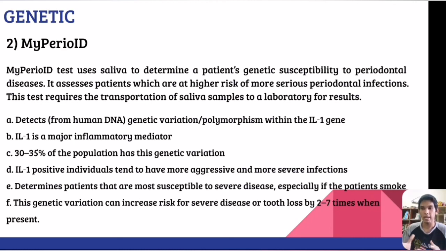As we all know, interleukin-1 is a major inflammatory mediator, and around 30 to 35% of the world population has this genetic variation in their DNA. Interleukin-1 positive individuals tend to have more aggressive and more severe infections. And the MyPerioID test determines patients that are more susceptible to severe types of disease, especially if the patients smoke. This genetic variation among patients can increase their risk for severe disease or tooth loss by around 2 to 7 times when the disease is present.